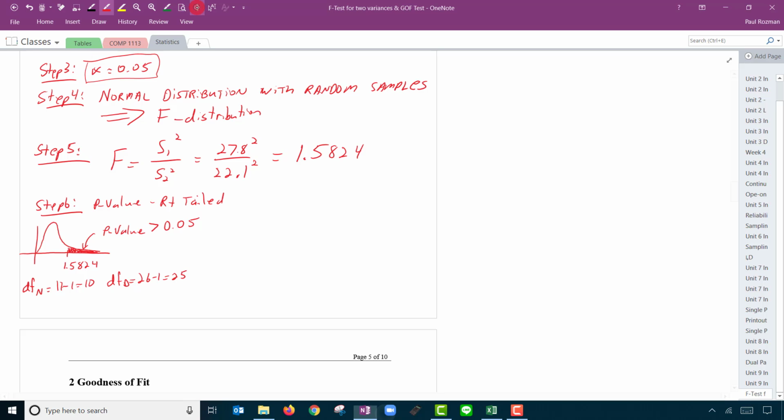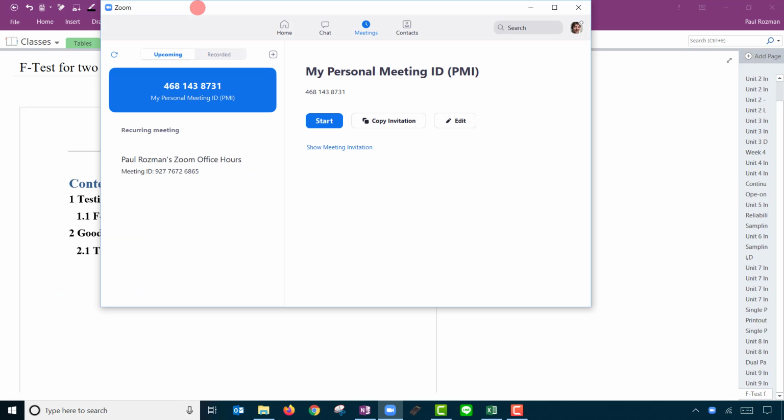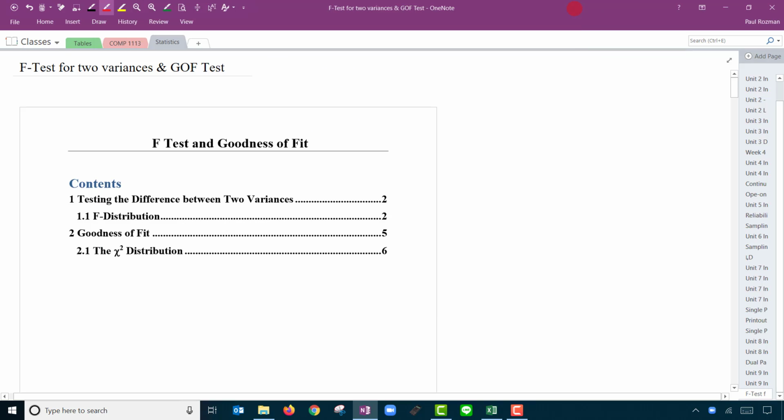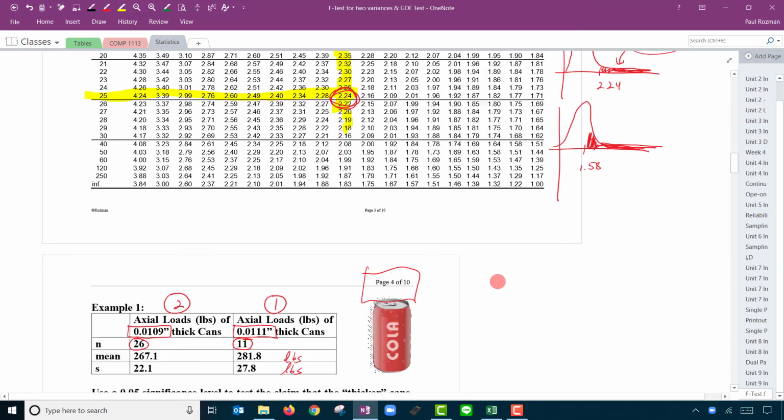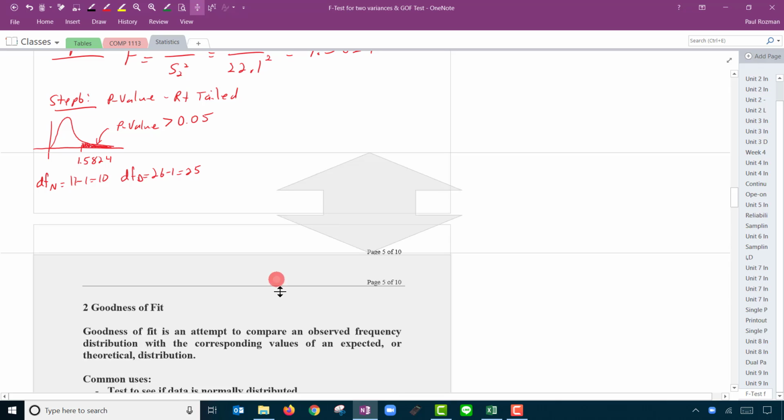I don't know what's going on here. Trying to put more space in here. There.